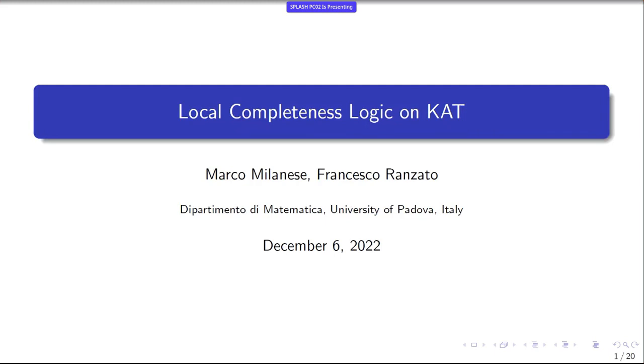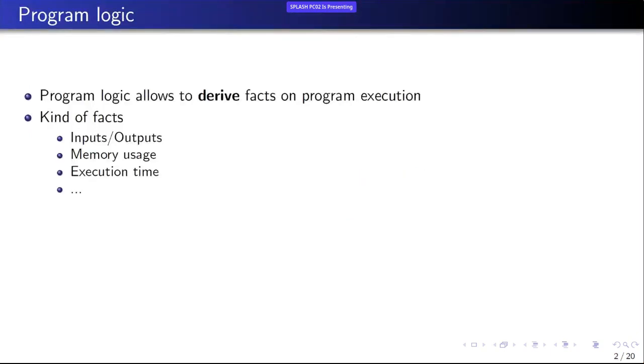Welcome. In this talk, I would like to discuss how the local completeness logic can be interpreted on a Kleene Algebra with tests. But first, I would like to discuss what we mean by program logic. Program logic is really an application of mathematical logic to program semantics.